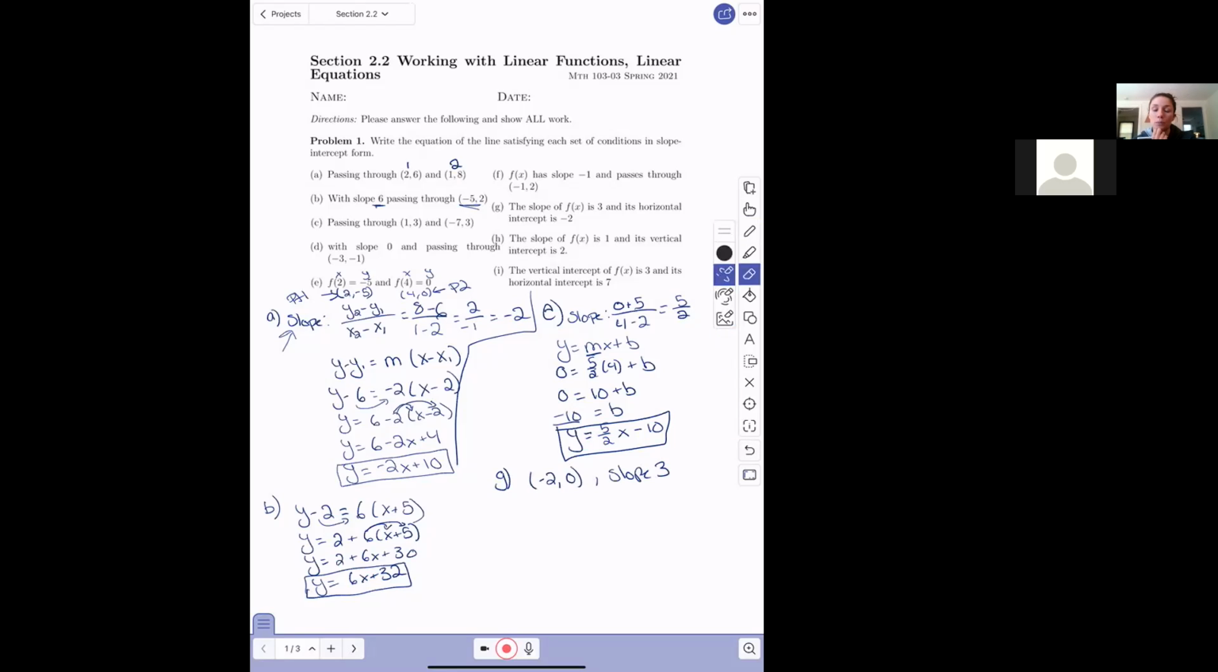I'm going to go ahead and use point slope form. So we have y minus 0 equals 3 times x minus -2, which is +2. Okay, so then all we have to do on this one is really just distribute out that 3. So we have y equals 3x plus 6. Any questions there?